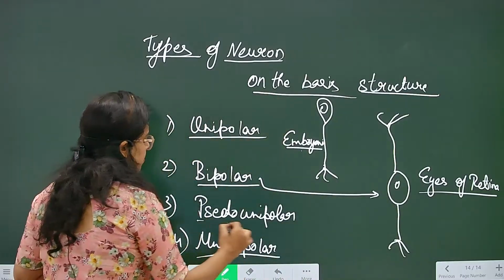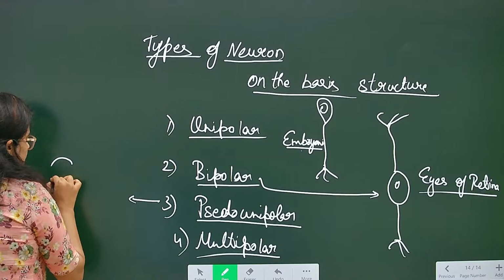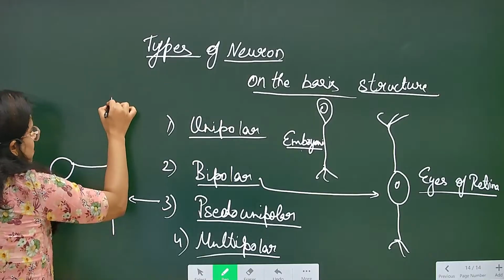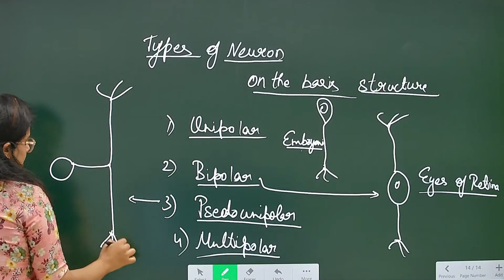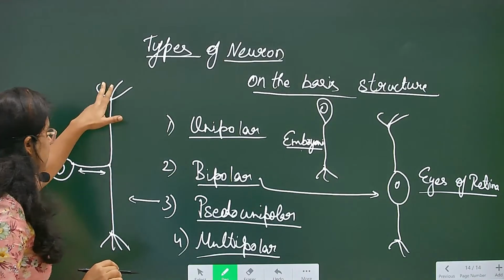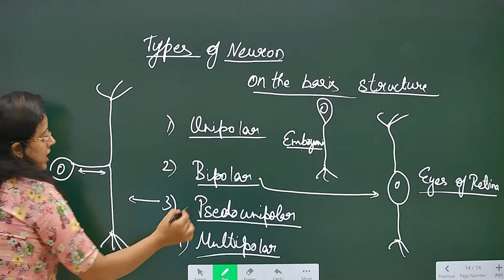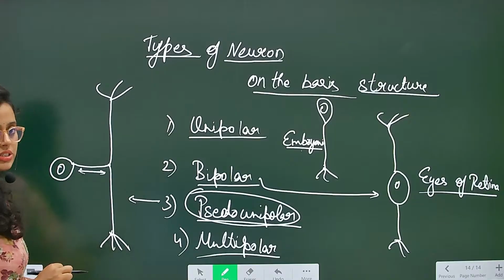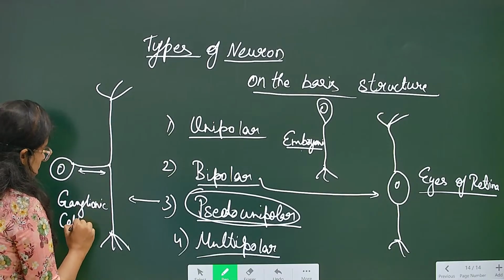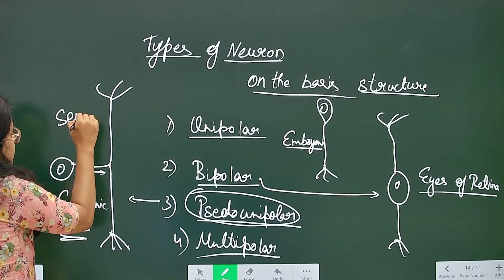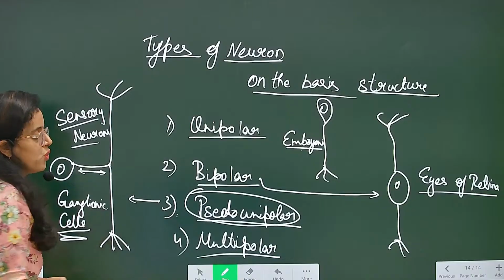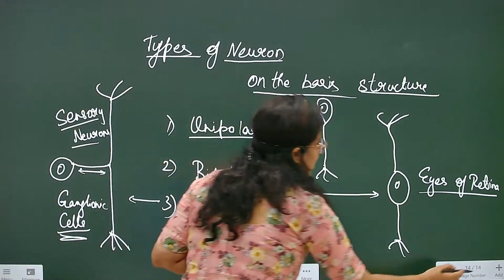Now coming to pseudo-unipolar, they are very interesting. They have one cell body and one cytoplasmic extension, but this extension is divided into two branches. So they form a pseudo structure, a false structure, and they are present in ganglionic cells. Most of the sensory neurons are pseudo-unipolar.